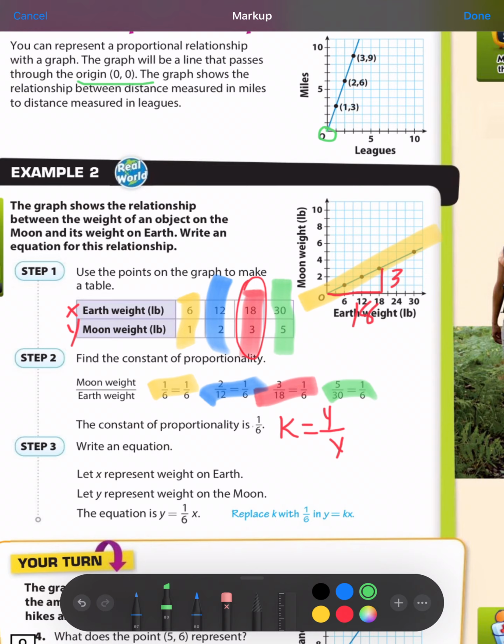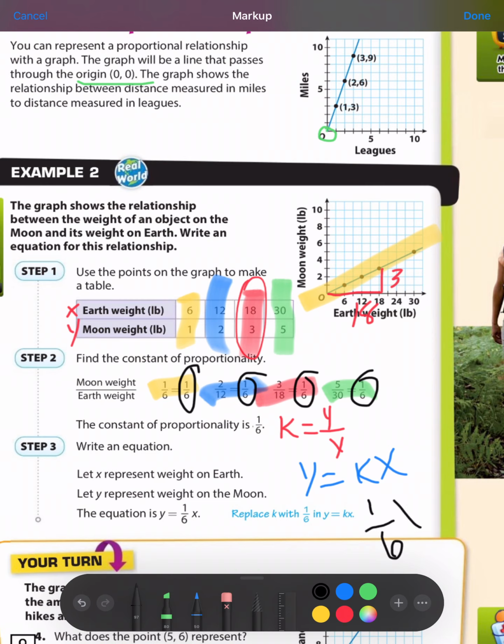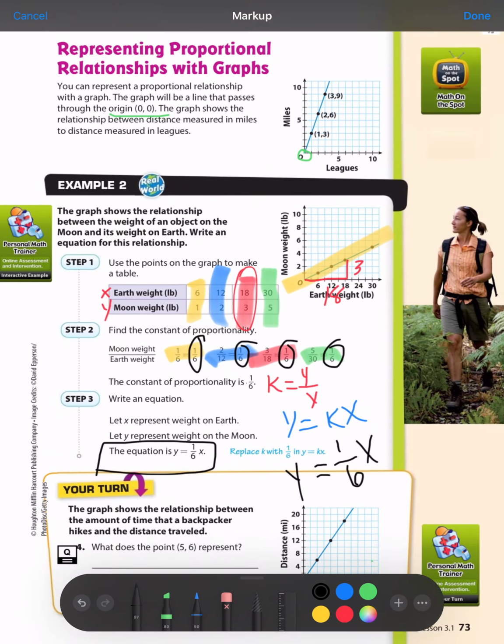So it says to write an equation. We know that k is y over x, or we can say y equals kx. Our k is what all these equal. So looking at this, our k is 1 over 6. X and y stay the same. And that gives us y equals 1/6 x.